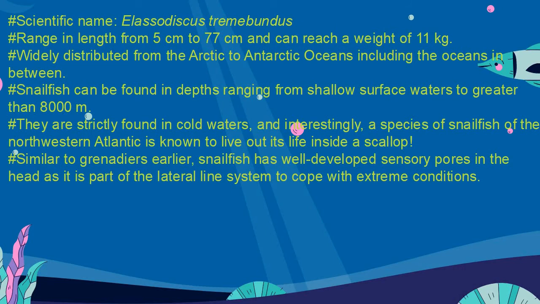Next is the snailfish. The scientific name of the snailfish is Elassodiscus tremebundus. The range in length is from 5 cm to 77 cm and it can also reach a weight of 11 kg. Wow, so heavy. It is widely distributed from the Arctic to Antarctic oceans, including the oceans in between. Snailfish can be found in depths ranging from shallow surface waters to greater than 8,000 meters. They are strictly found in cold waters, and interestingly, a species of snailfish of the northwestern Atlantic is known to live out its life inside a scallop.